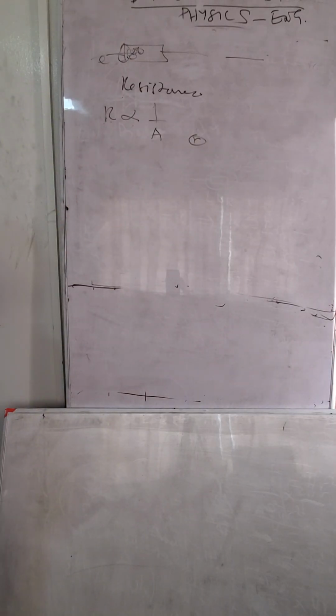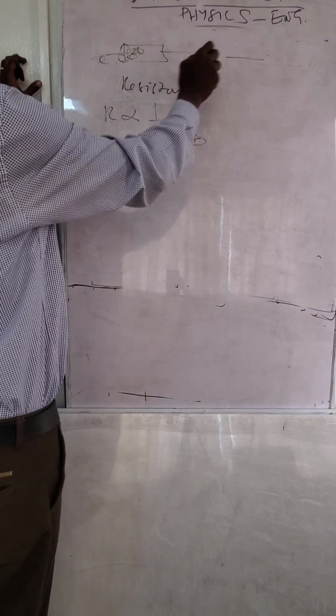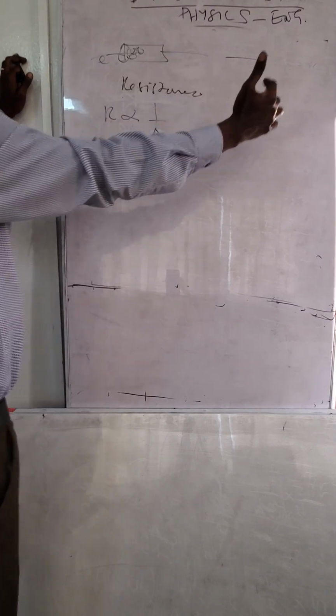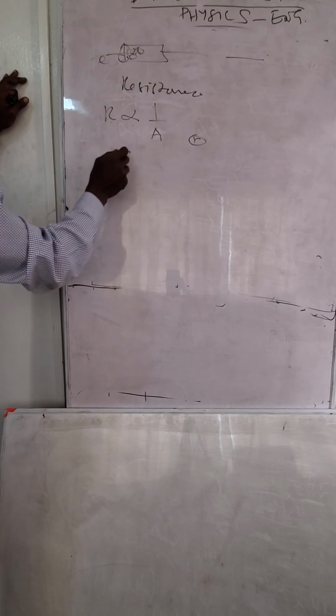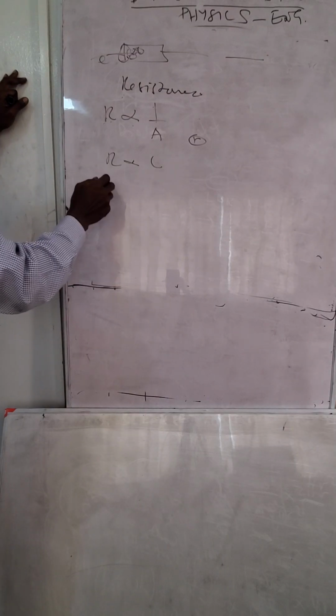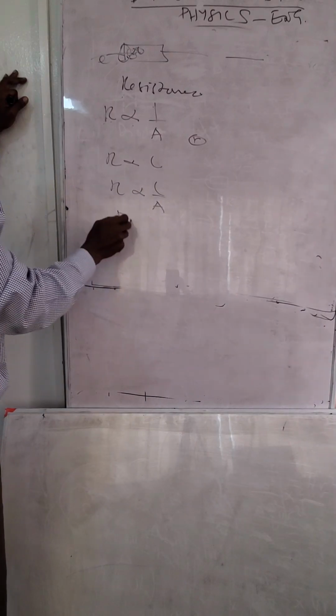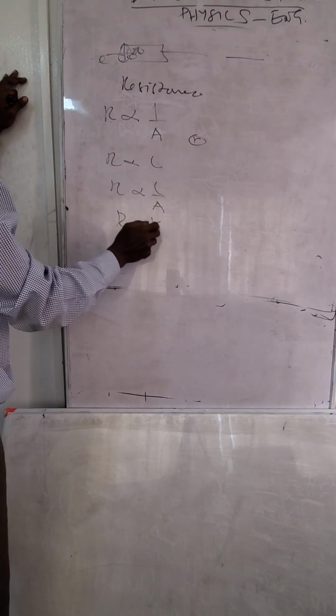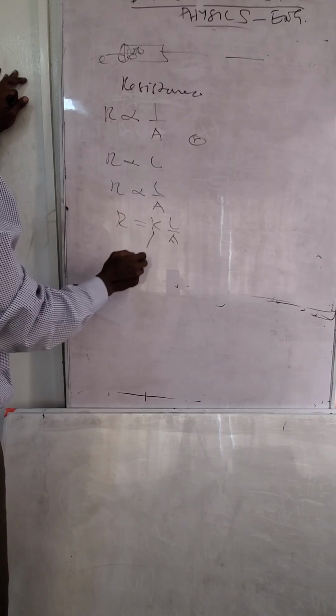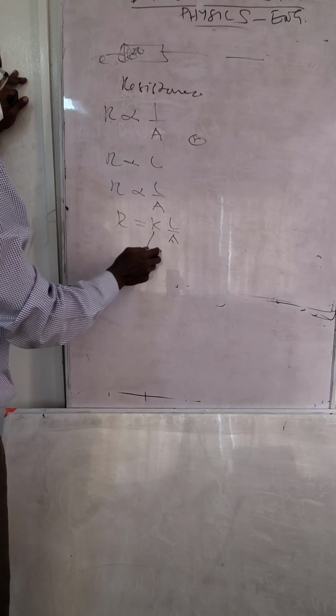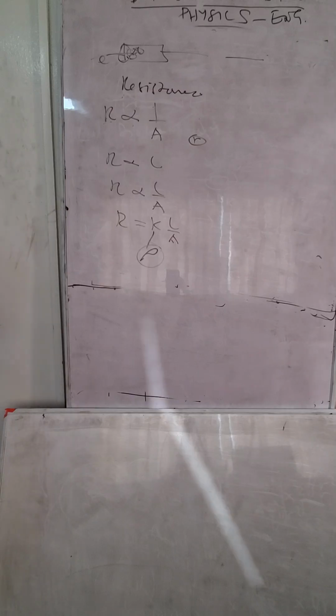Now we can also say that in terms of length, if it is longer, then you have more resistance. So resistance is also proportional to length. So if we put this together, then resistance is proportional to L over A, and we change this to a constant of proportionality, K L over A. This has a property of the material we call the resistivity of the substance in question.